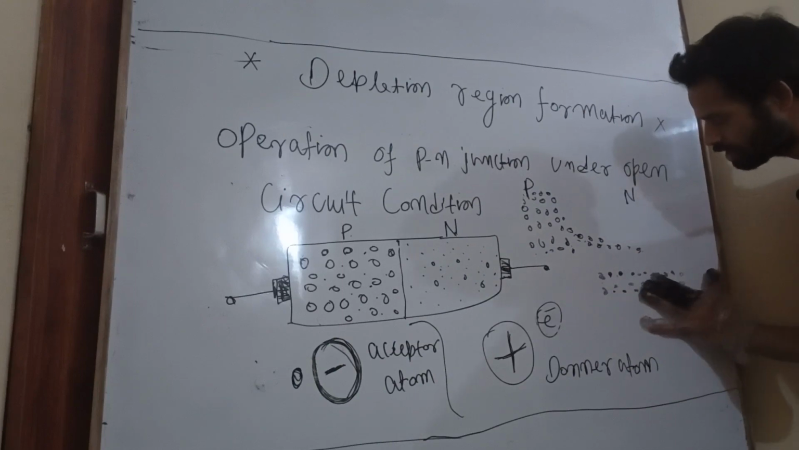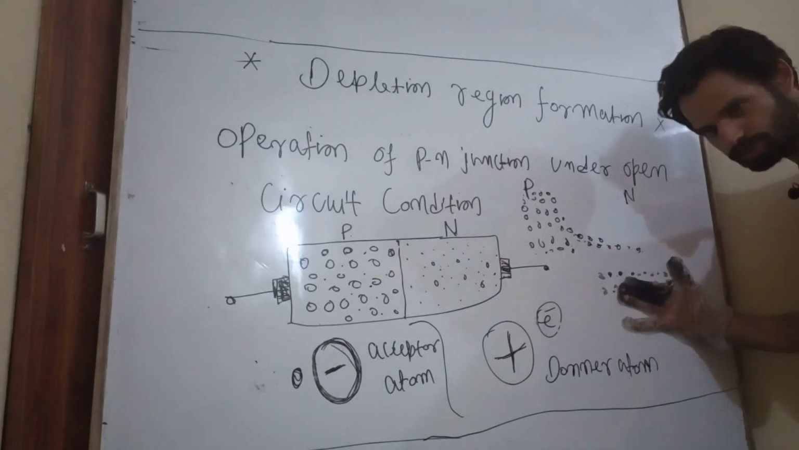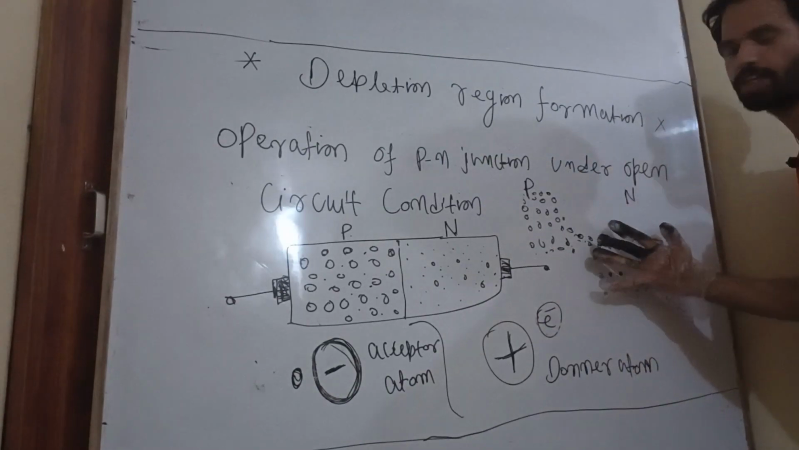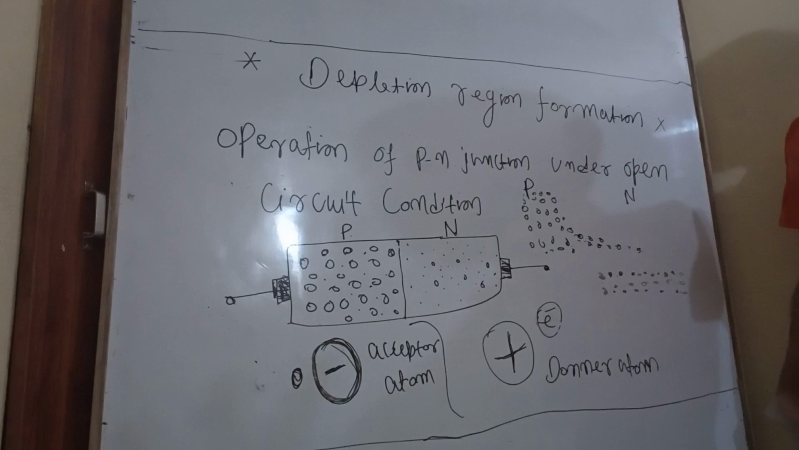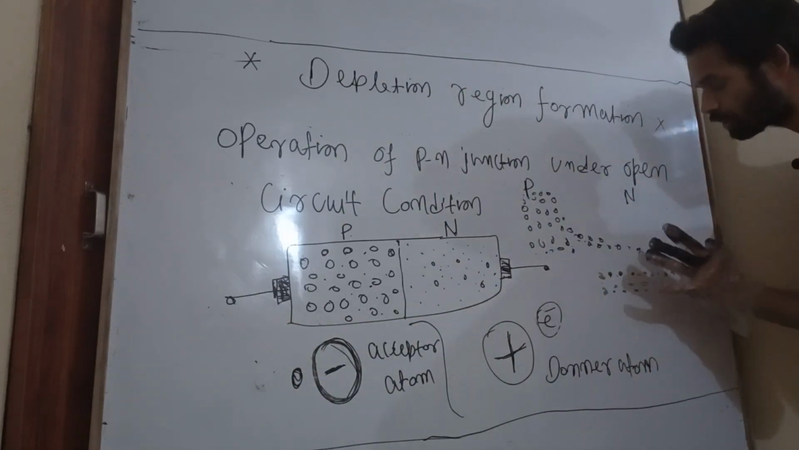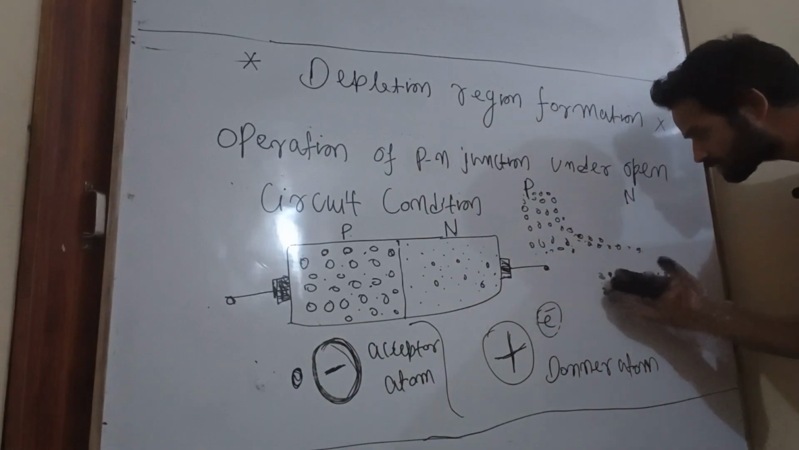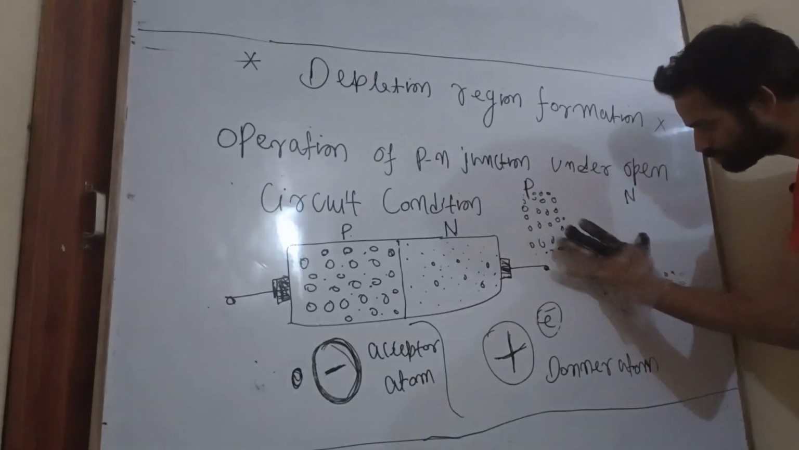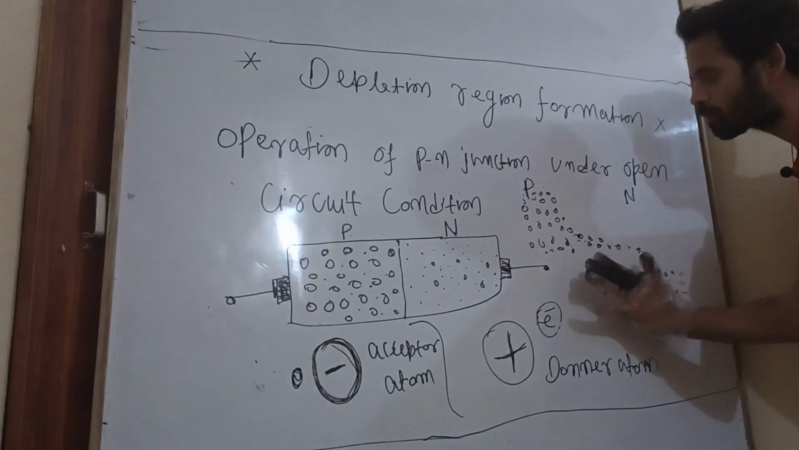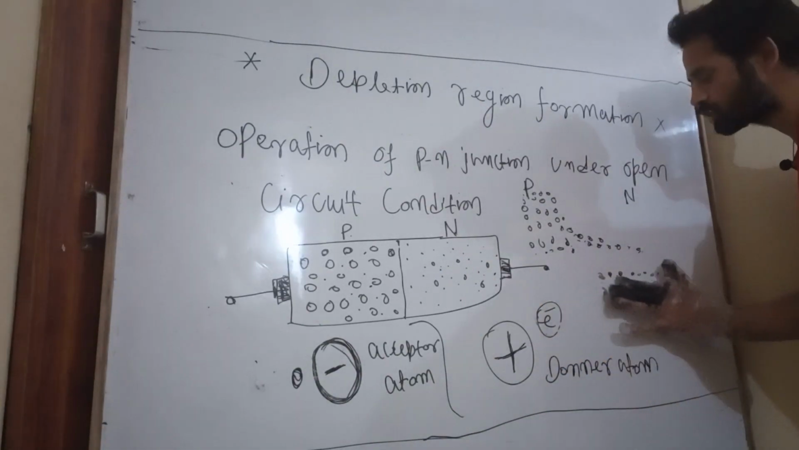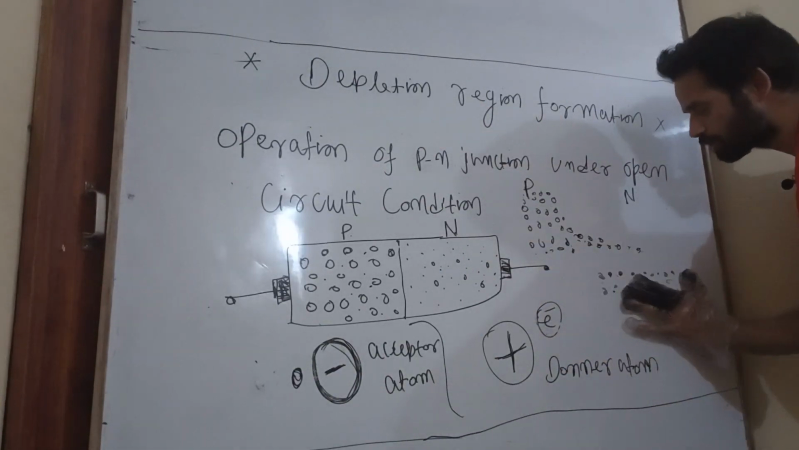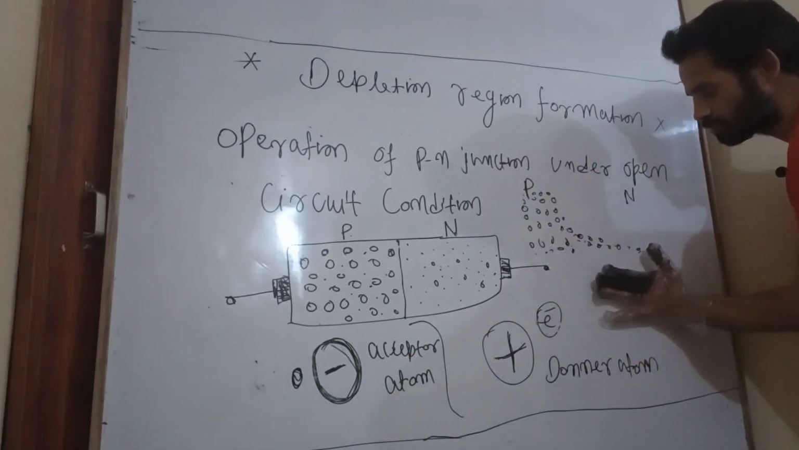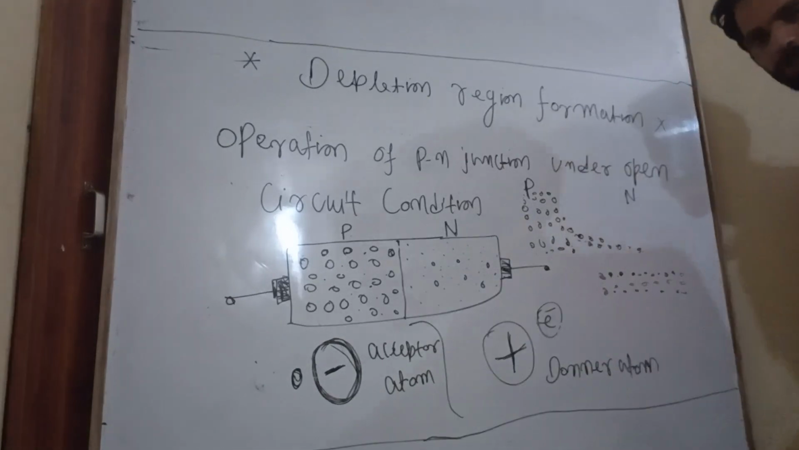Concentration here is constant, which means diffusion is zero here, but here diffusion is high. Diffusion means migration of charge carriers from higher concentration to lower concentration, until this concentration becomes constant. Diffusion will stop when the difference in concentration becomes constant, which means diffusion will stop automatically.